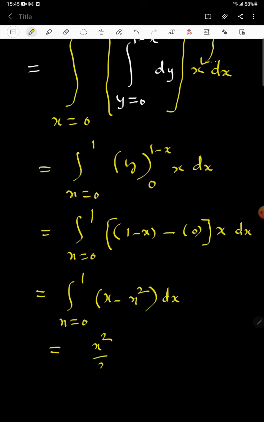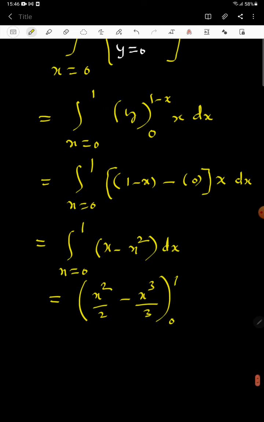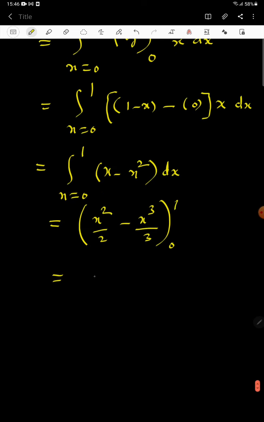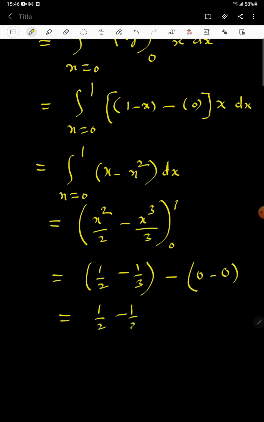So it is x square by 2 minus x cube by 3, and the limits are from 0 to 1. Substituting the upper limit, that will be 1 by 2 minus 1 by 3, and then substituting the lower limit, that is 0 minus 0. Finally, 1 by 2 minus 1 by 3 is nothing but 3 minus 2 by 6, that is 1 by 6. So this is the result.